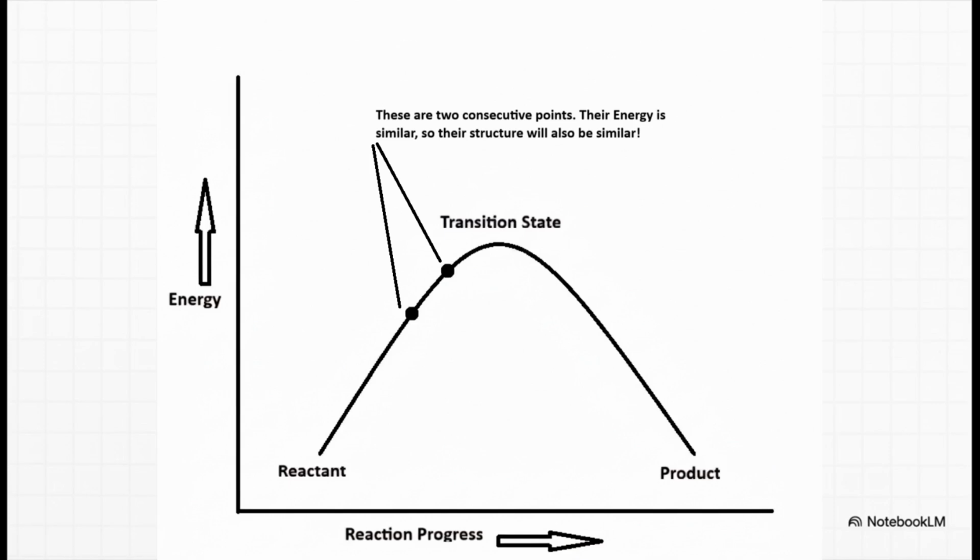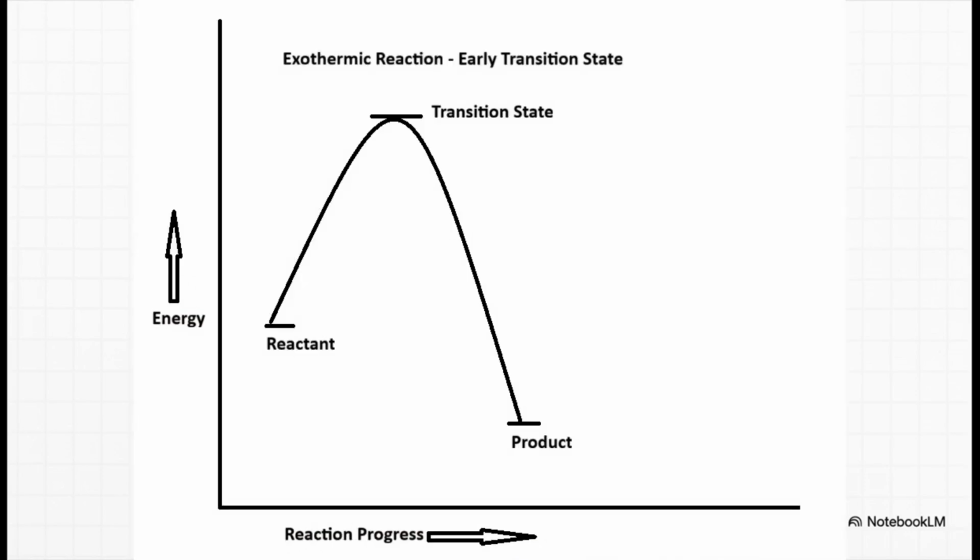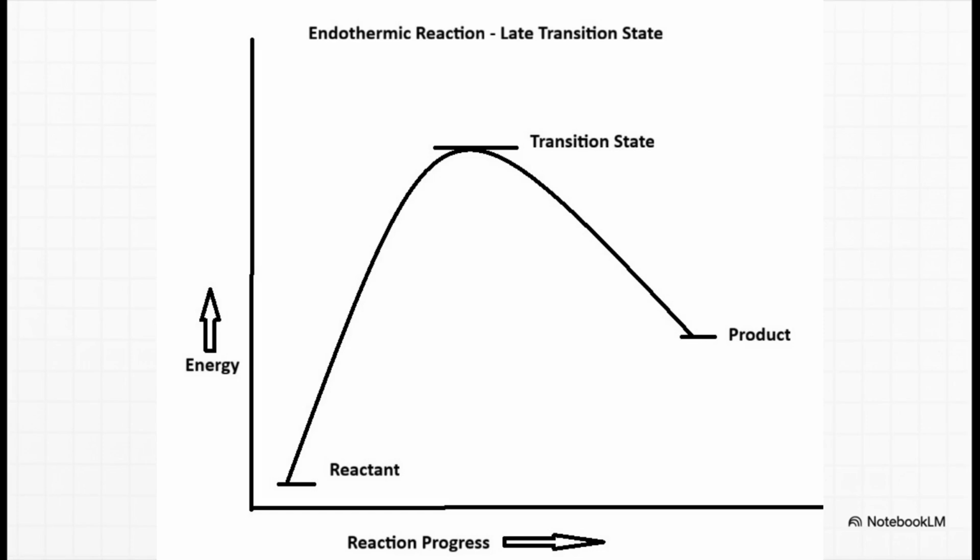That's the whole thing. To figure out what our invisible ghost at the peak looks like, all we have to do is ask one simple question. Is the peak's energy closer to where we started, the reactants, or where we're going, the products? The structure of that peak will just look like whichever one it's closer to. It's such an elegant solution to this huge problem.